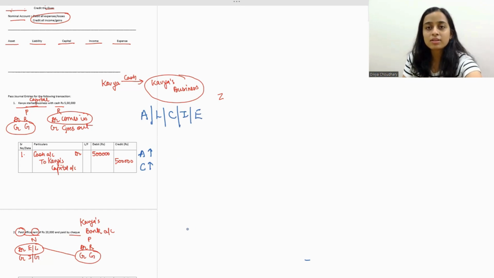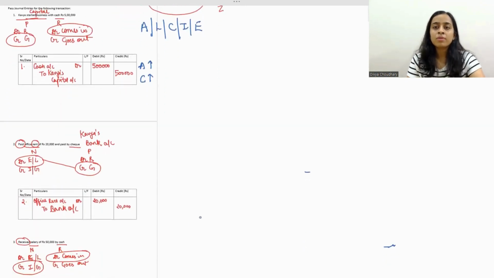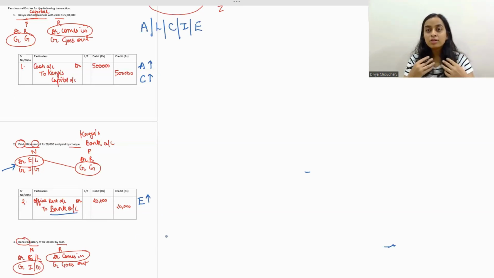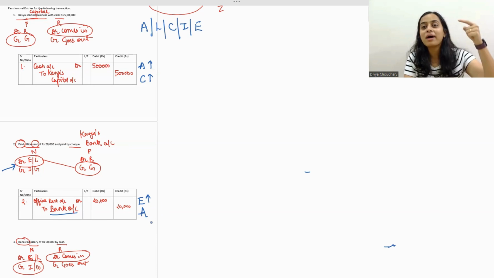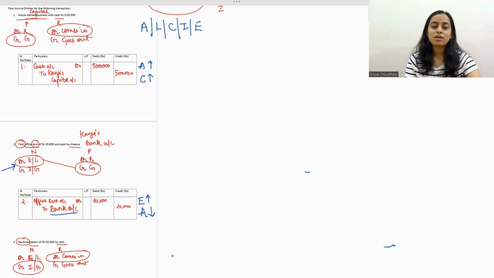Let's have a look at the next one. Rent account debit to bank account. Rent is my expense. That we are getting to know even from the rule, which is nominal account debit or expenses. Rent is my expense. Expense is increasing. Bank account. बैंक अकाउंट में पैसा तो मेरा ही है, therefore मेरा बैंक अकाउंट है. Anything that belongs to me is your asset. Bank account is your asset, but here your bank account is reducing, your bank balance is reducing, therefore asset is reducing.